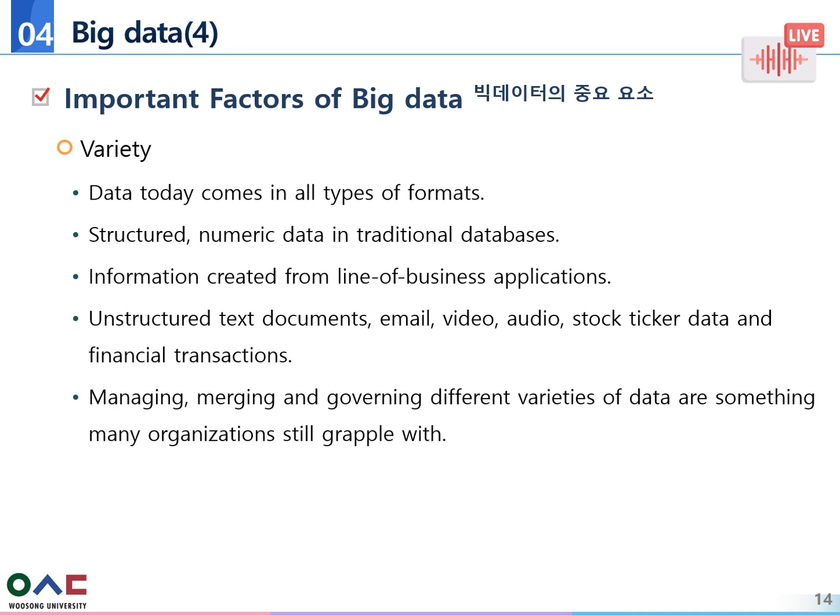Variety. Data today comes in all types of formats. Structured, numeric data in traditional databases. Information created from line-of-business applications. Unstructured text documents, email, video, audio, stock ticker data, and financial transactions. Managing, merging, and governing different varieties of data are something many organizations still grapple with.